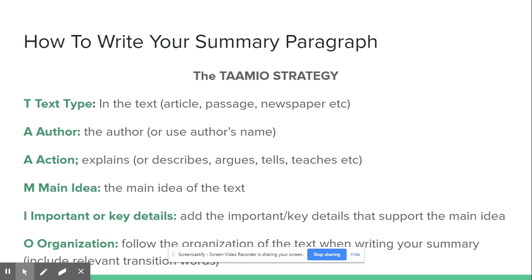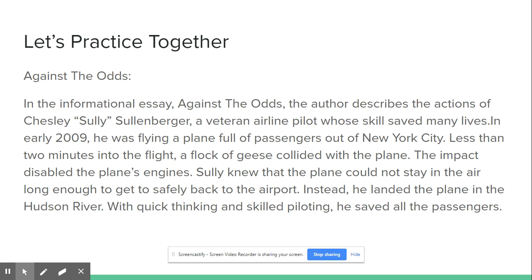So whenever we're using the strategy, all you're going to do is fill in the information using your text. In this next slide, I have a summary that is written for the story Against the Odds. It is the story that we just read, so hopefully it'll be easier for us to transition the information into the strategy. I'm going to read it fully first, and then I'll go back and show you how we're putting our strategy in here.